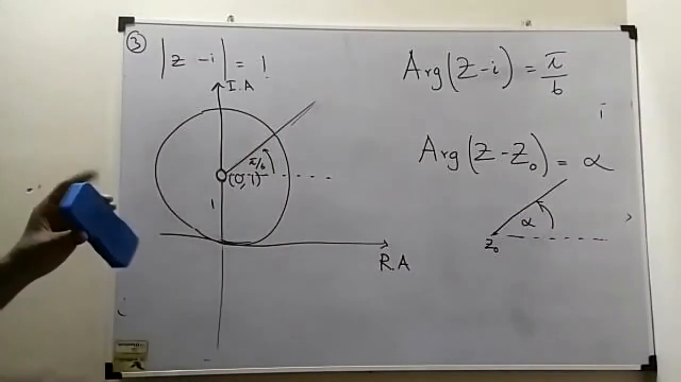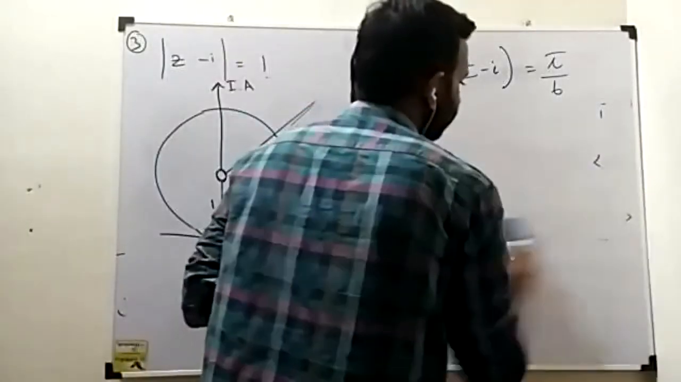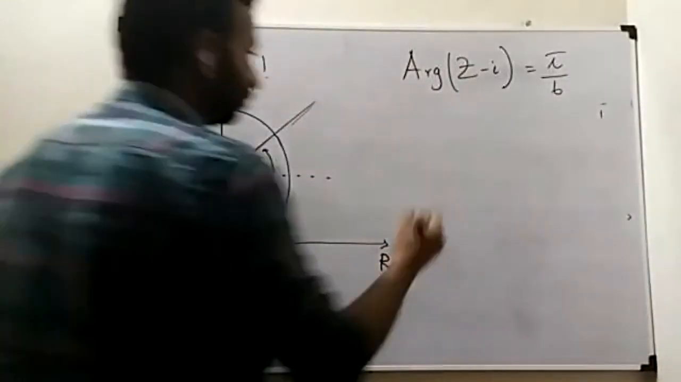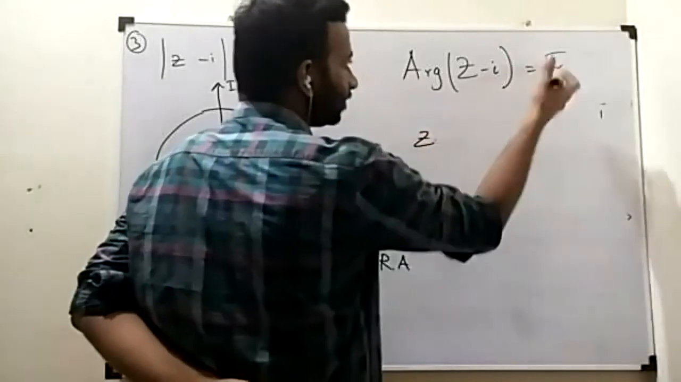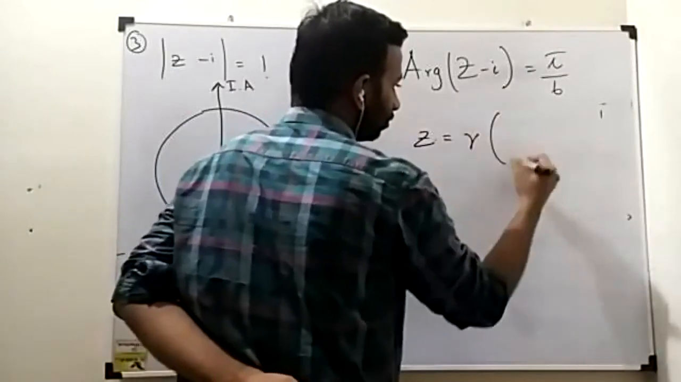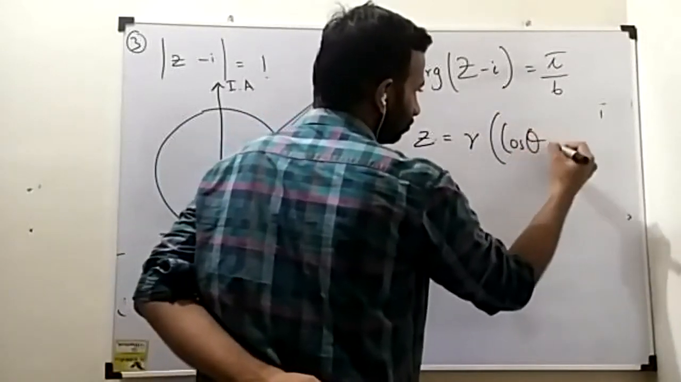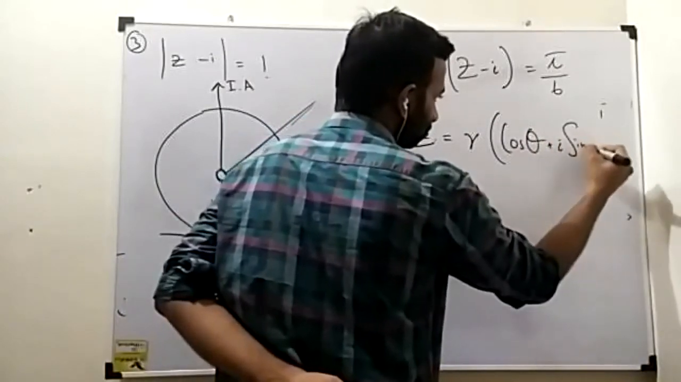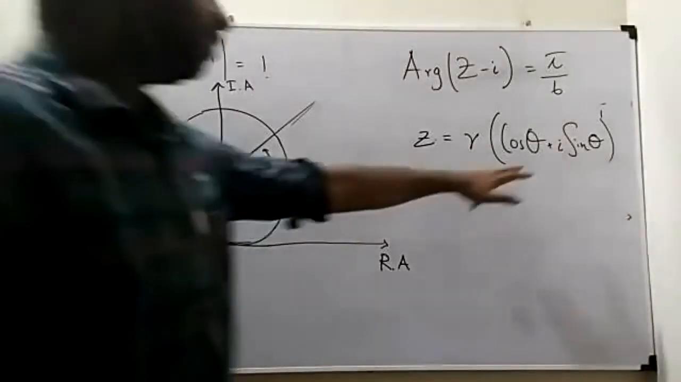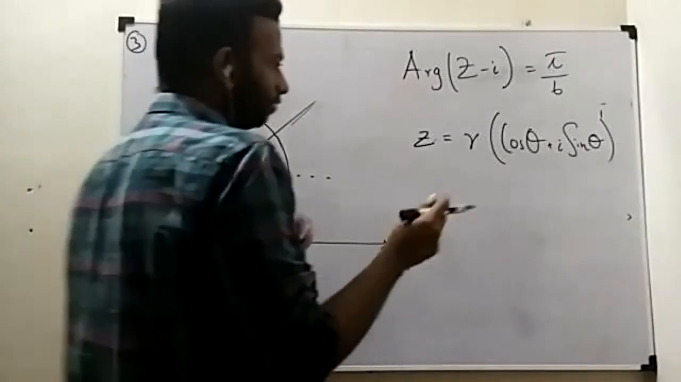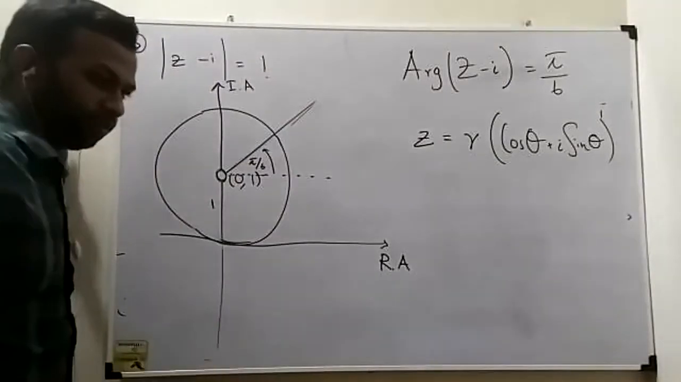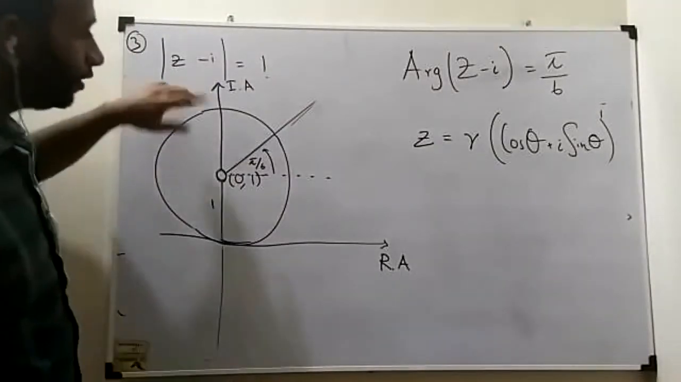Okay. So now what they have asked us to do is represent z in the form r(cos theta plus i sin theta). You also know that z equals x plus iy, but it can also be represented in another form. That is r times cos theta plus i sin theta. Now, what is theta? What is r? r is basically the distance from the origin to z. So where is z now? z is at the intersection of these two loci.